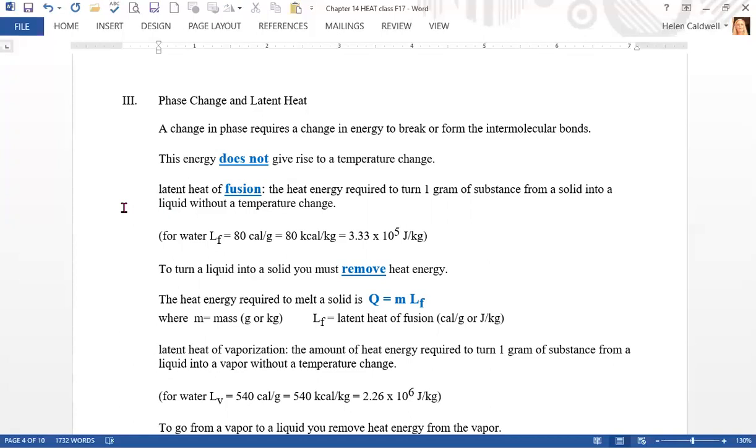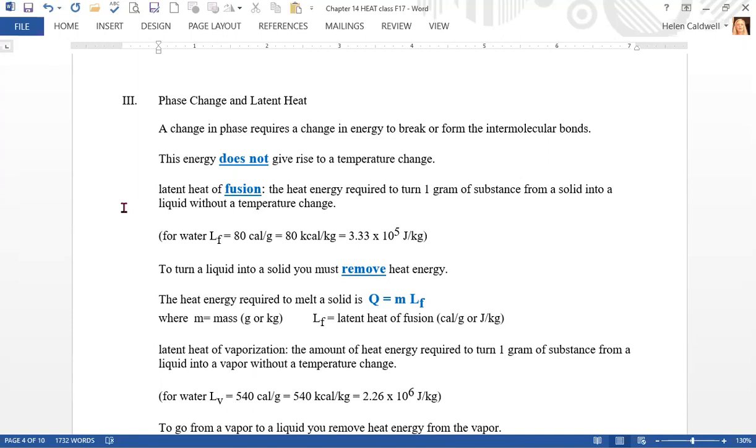So to turn a liquid into a solid, you have to remove heat energy, and that heat energy is given by the equation Q equals M multiplied by L sub F. L sub F is the latent heat of fusion, that 3.33 times 10 to the fifth joules per kilogram if we're talking about water. You would be able to look this up in a chart. You don't need to memorize it. And then M is the mass.